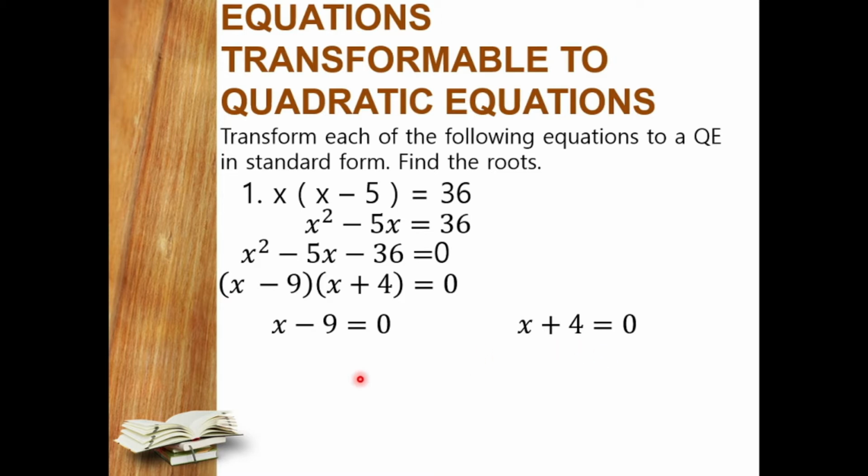Then, solving for the resulting linear equation, x minus 9 is equal to 0 would become x is equal to 9. So that is our first value for x. For x plus 4 is equal to 0, what would be our second value for x? Yes, we have x sub 2 is equal to negative 4. So to determine whether these two roots or two solved values of x are real solutions or not, we simply do the checking.